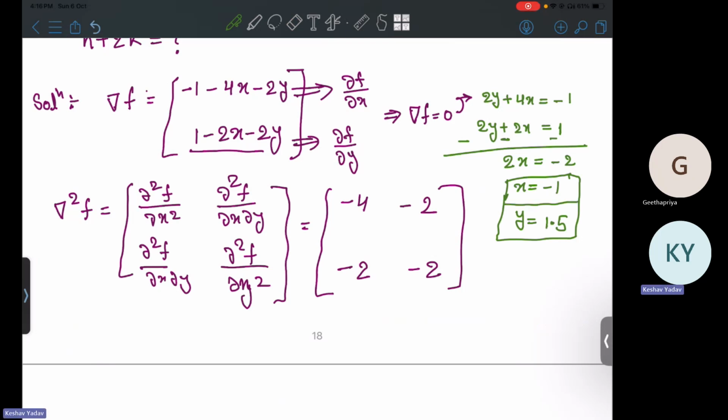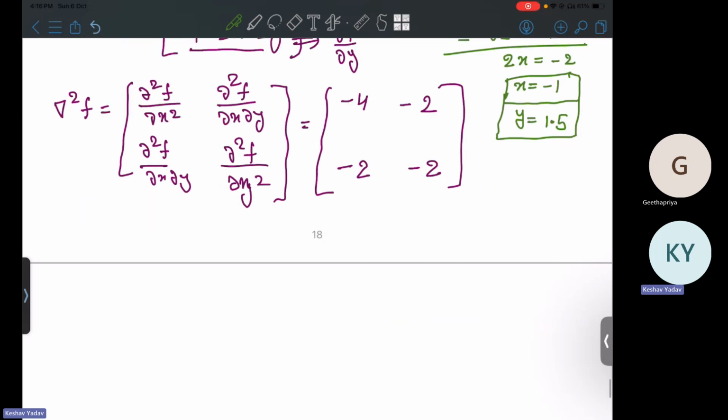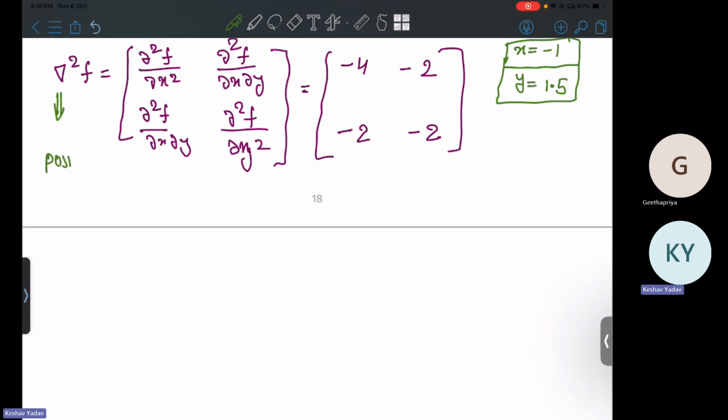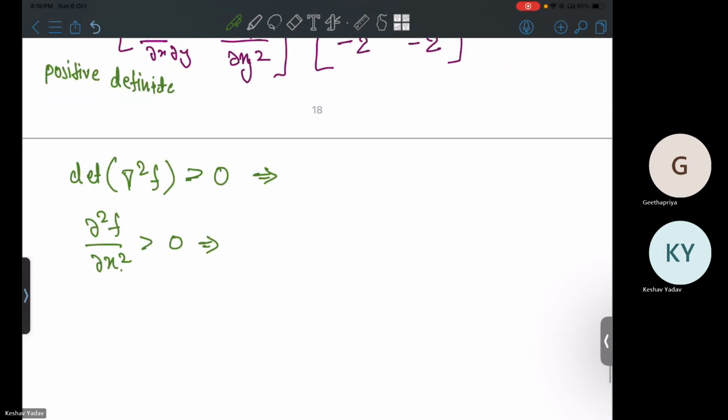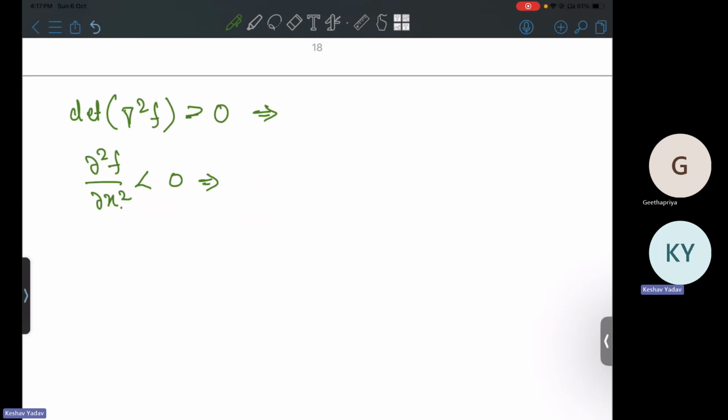Now I need to check the Sylvester criteria, na? This should be a positive definite for minima, meaning the determinant of the Hessian of f should be greater than 0 and del²f upon del x² should be greater than 0. These two conditions should be satisfied. This condition is for minima. For maxima, this condition should be satisfied, so it should be less than 0. So this is equal to -4, which is less than 0.